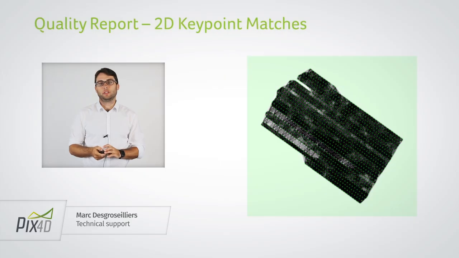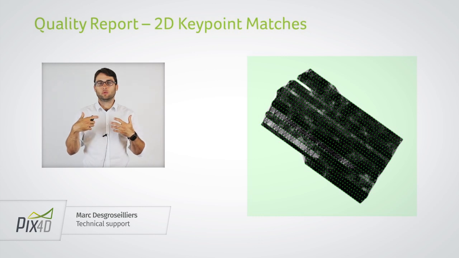We also have the 2D key point matches graphic. Here, every image is going to be a vertex, and we're going to draw a line between two images that share a key point. So what you want to have is a nicely connected graph, which is quite dense, and you can see here there's a lot of black, so that means that there are a lot of edges.